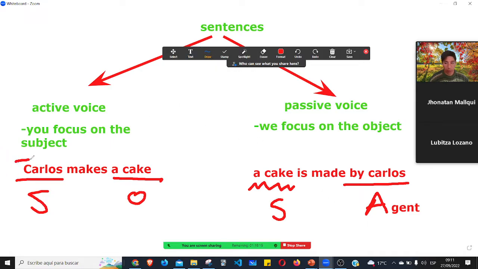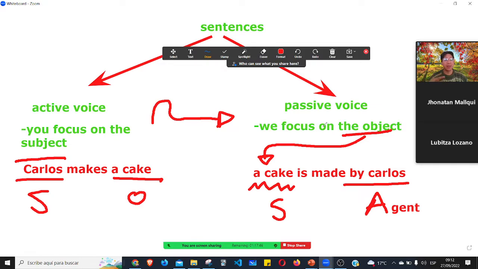Yes, because we focus on the subject. In this case, Carlos makes a cake. Who performs the action? Carlos. Okay, and then we have the passive. In this case, we change the order because we don't focus on the subject. We focus on the object because the object is our new subject. Okay, of course, you can have a passive if you have an active voice. Then I will teach you when we use the passive. Okay? Do you get that one? Yes, teacher.